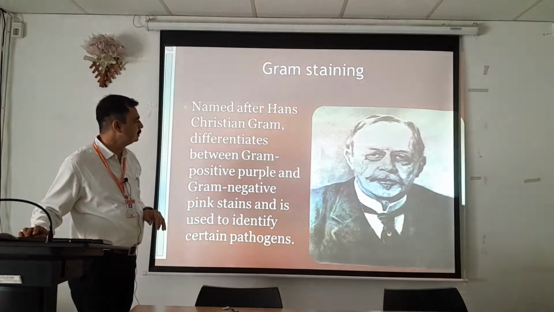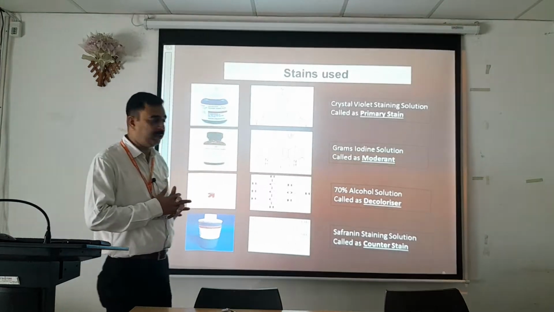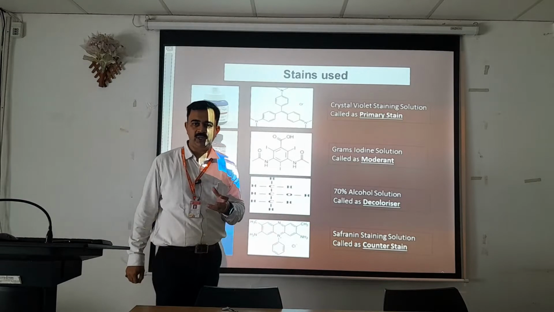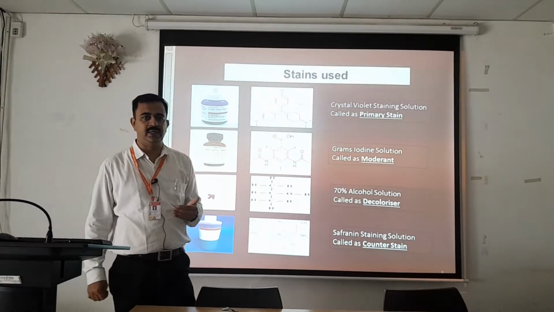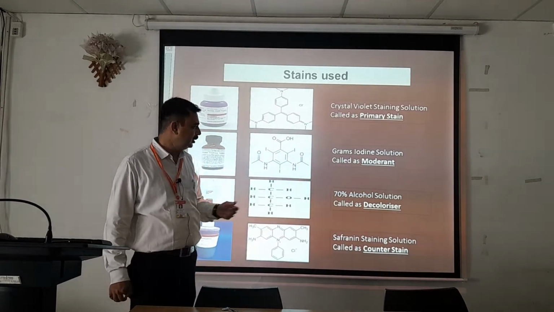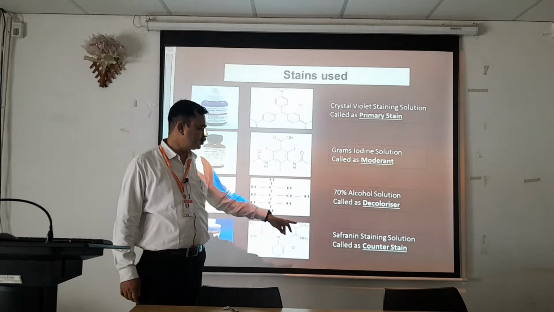Now these are the different stains that are being utilized. We have crystal violet staining solution, that is called the primary stain. Primary यानी पहली बार डालने वाला जो stain आता है, that is the primary stain. Gram's iodine solution is called the mordant. 70% alcohol solution is called the decolorizer, and safranin staining solution is the counter stain.